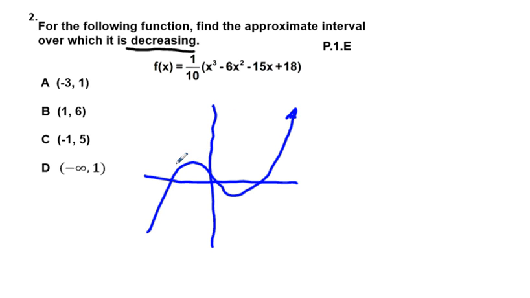So in order to have a decreasing interval, we'd have to have a relative maximum somewhere here, and to the right, another relative minimum. And so between the relative maximum and the relative minimum is going to be the interval over which the function is decreasing. And so obviously, it's going to have to be answer A, B, or C.